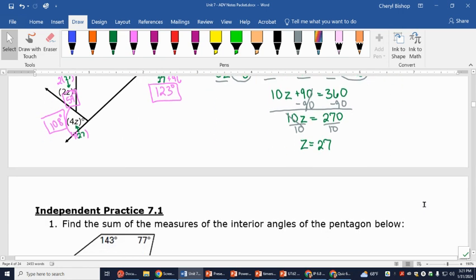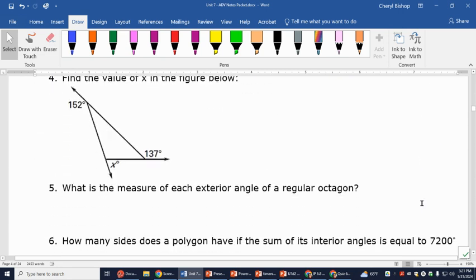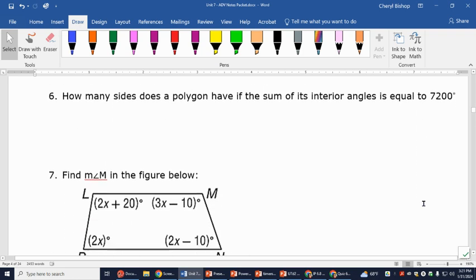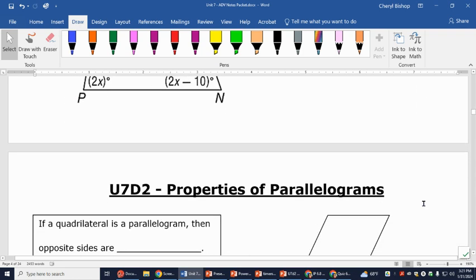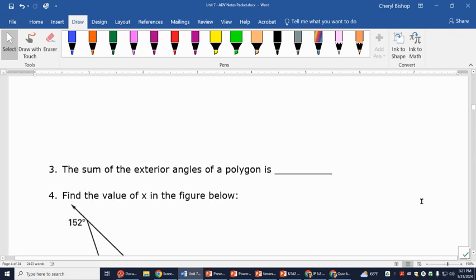Okay? All right, you do have your independent practice where you'll be practicing each of the things that we just did in the notes. They will be due the very next school day. In Schoology, you should have them complete.